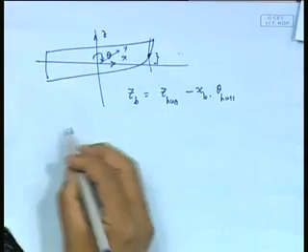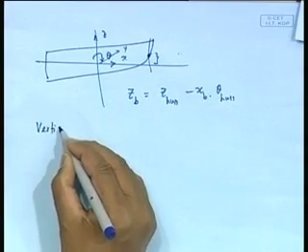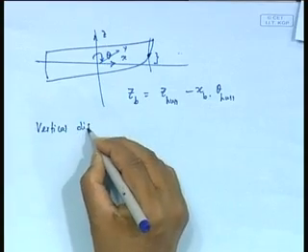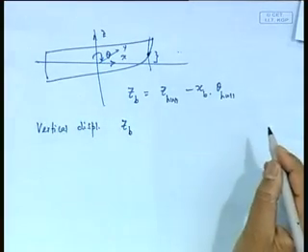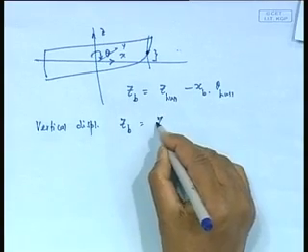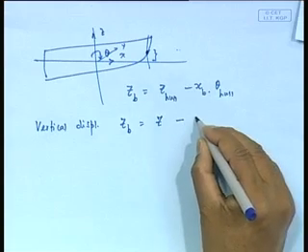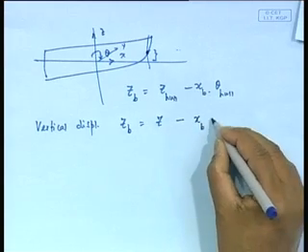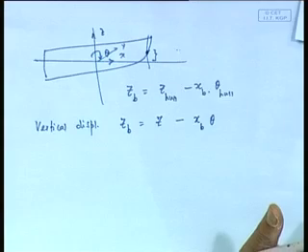So you see, that means that vertical displacement Z at any location B is equal to the heave motion, I will just write Z here as heave motion, minus the x location of the point into theta.